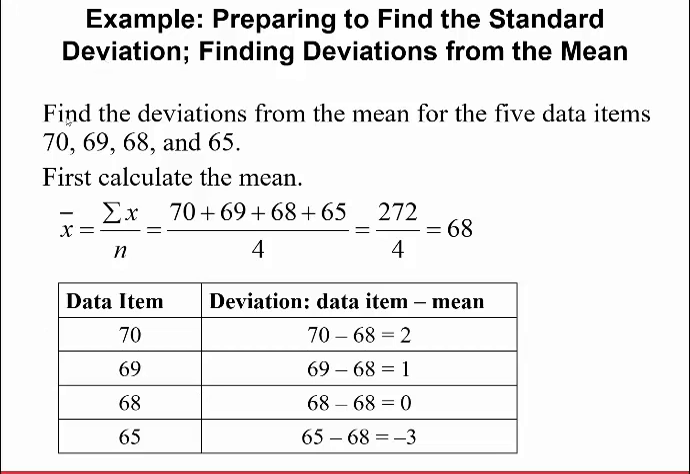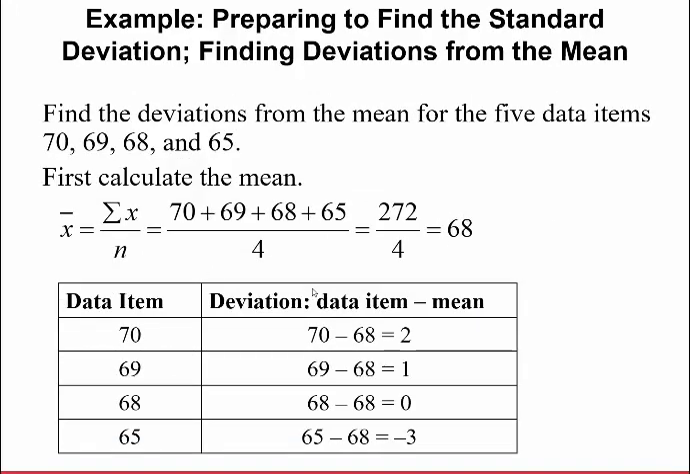I have these data items: 70, 69, 68, and 65. Forgive me, I apologize. There are only 4 data items here, not 5. Forgive that typo. The first thing you're going to do is calculate the mean. If you take these 4 data items, 70, 69, 68, 65, and add them up, you get 272. Divide that by 4. So the average age of these 4 presidents was 68 years old.